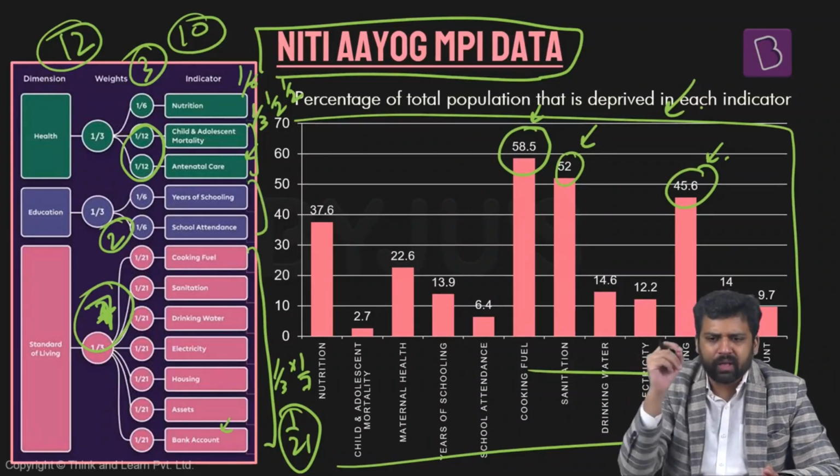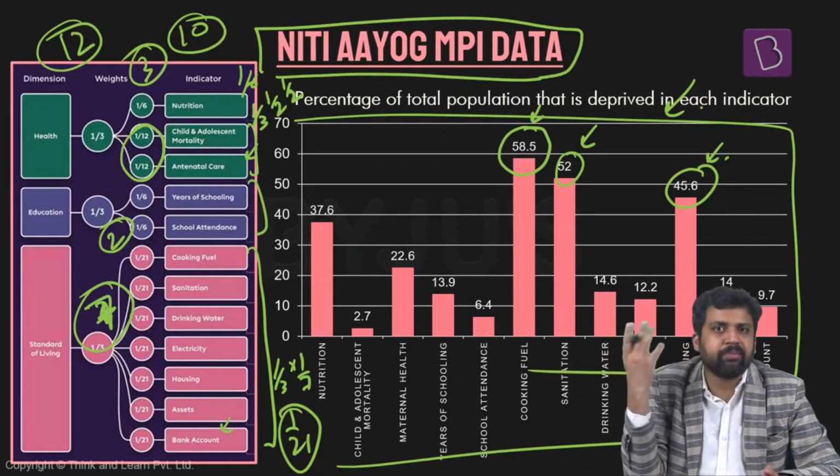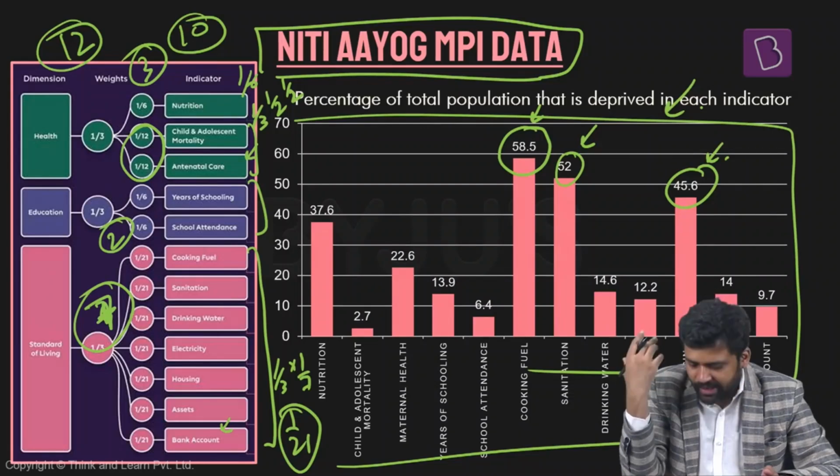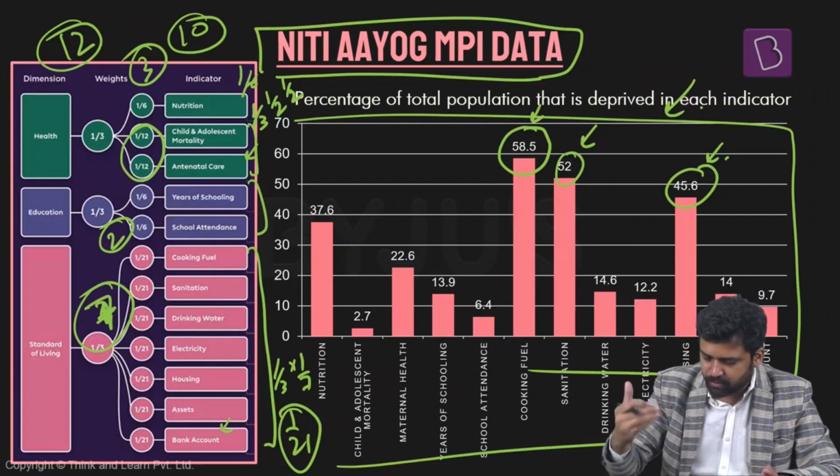Now keep in mind that you might have a question at this point: we are saying that India has become open defecation free, and schemes like Ujjwala are doing well, as a result of which people have access to cooking gas facilities. And if that is the case, then how come so many people are deprived along these lines? Why are so many people not having sanitation facilities as per this data? Why don't so many people have access to cooking facilities as per this data?